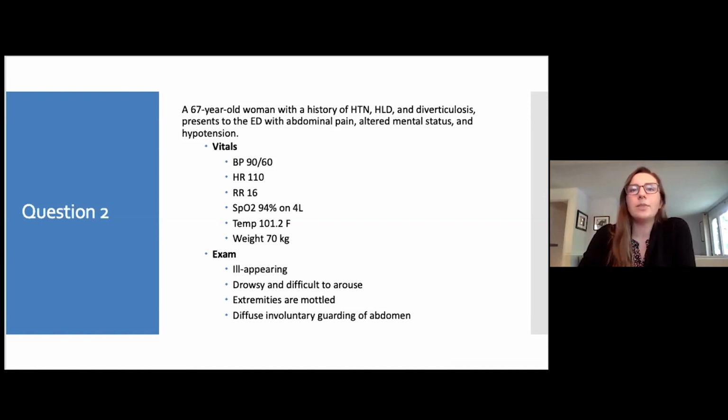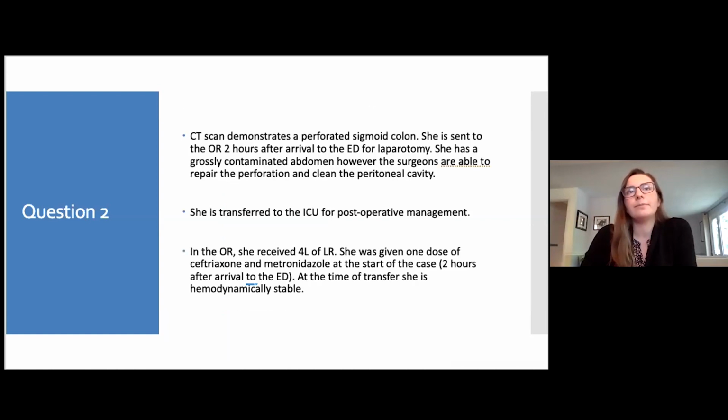On exam, she's ill-appearing, she's drowsy, difficult to arouse, has mottled extremities, and has diffuse involuntary guarding of her abdomen. She gets a CT scan, has a perforated sigmoid colon, and is sent to the OR 2 hours after she first arrived in the ED. She has a laparotomy. She's noted to have a grossly contaminated abdomen, but the surgeons are able to repair the perforation and clean the peritoneal cavity. She's sent to the ICU for post-op management.